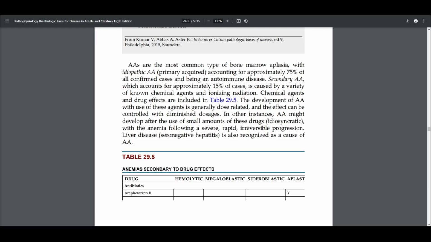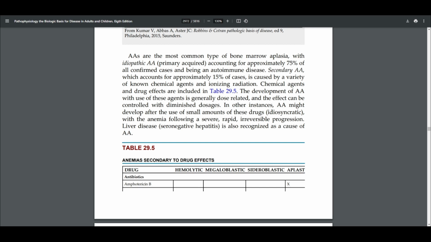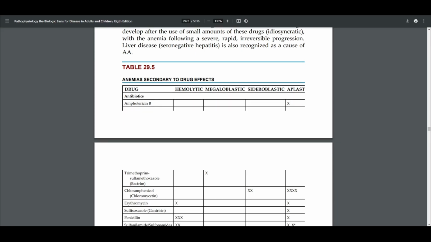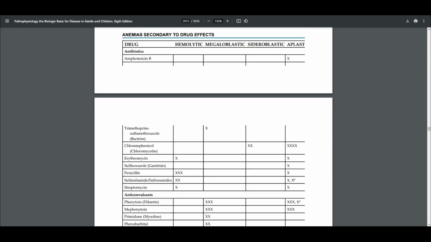The development of aplastic anemia with the use of these agents is generally dose-related, and the effects can be controlled with diminished dosages. In other instances, however, AA might develop after the use of a small amount of these drugs, with the anemia following a severe, rapid, irreversible progression. Your liver disease is also recognized as a cause of AA. So here's a table that shows the secondary effects.